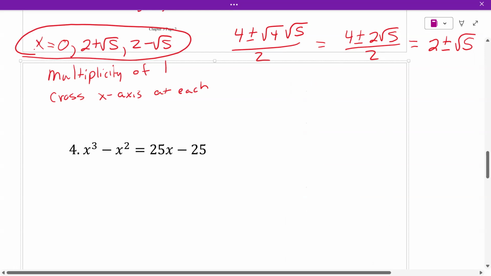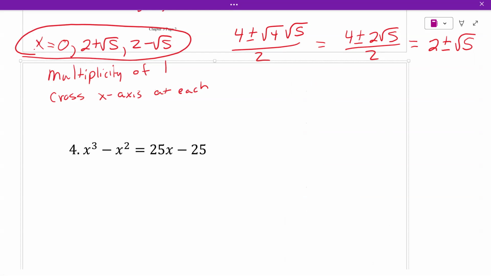All right, the next one. How many terms do you see? I see 4 of them, so it's probably going to be a factoring by grouping. So I got to move those to the other side. So it's x cubed minus x squared minus 25x plus 25 equals 0. When you solve an equation, get one side equal to 0.